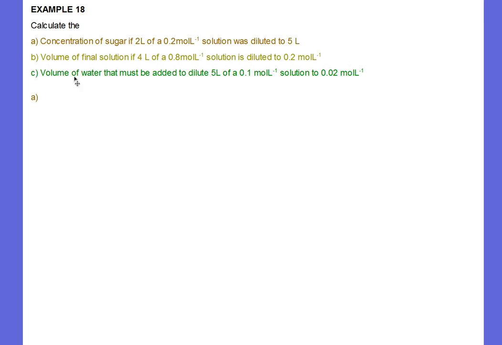And finally, what volume of water must be added to dilute 5 litres of a 0.1 mole per litre solution to 0.02 moles per litre? Adding water and dilution, yes, we can use C1V1 equals C2V2 for these questions. Let's see how it applies.